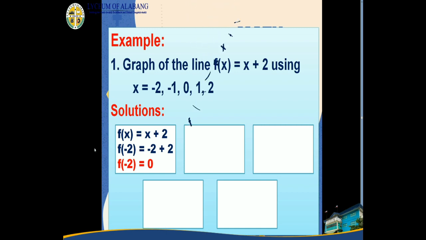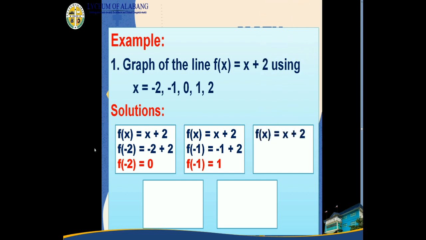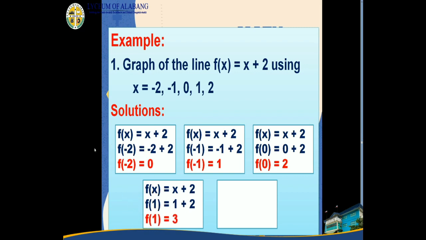For the next value of x, which is negative 1, we have f of negative 1 is equal to negative 1 plus 2. Therefore, f of negative 1 is equal to 1. For the third value of x, which is 0, we have f of 0 is equal to 0 plus 2. Therefore, f of 0 is equal to 2. For the fourth value of x, which is 1, we have f of 1 is equal to 1 plus 2. Therefore, f of 1 is equal to 3.